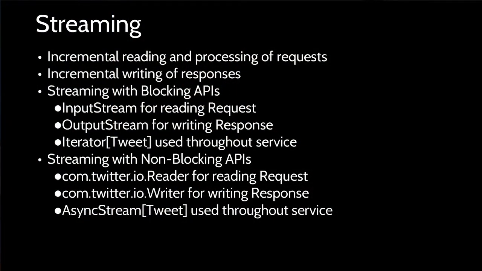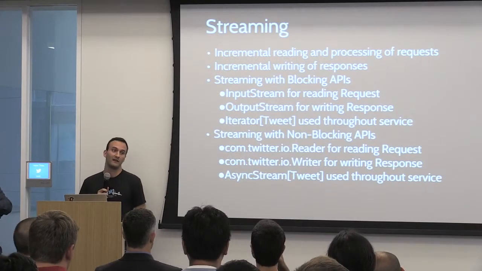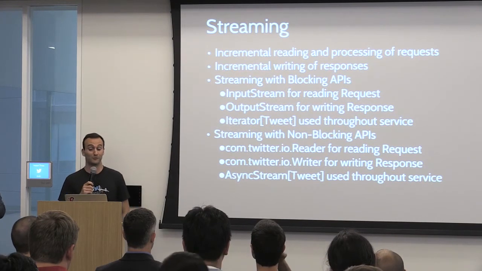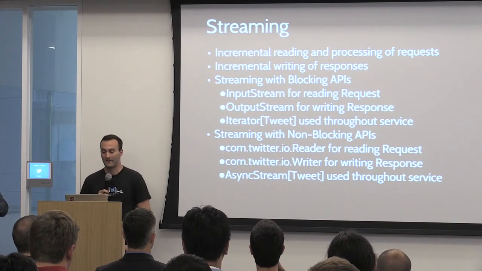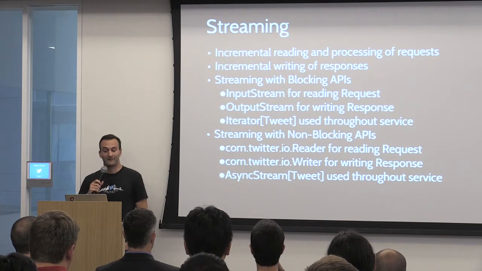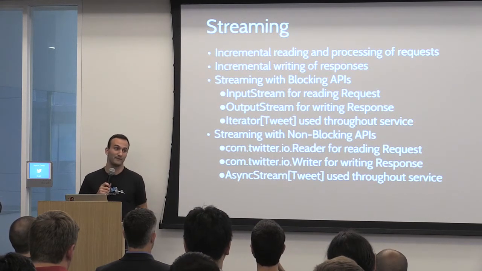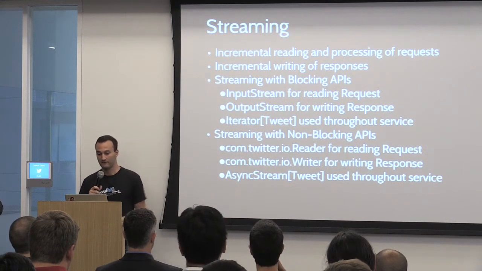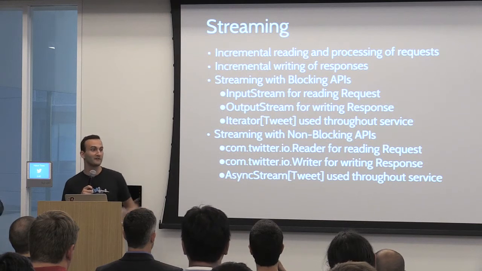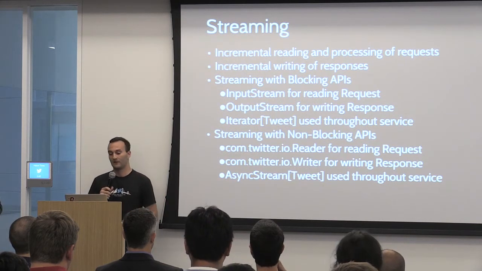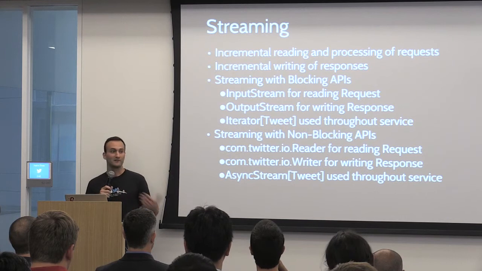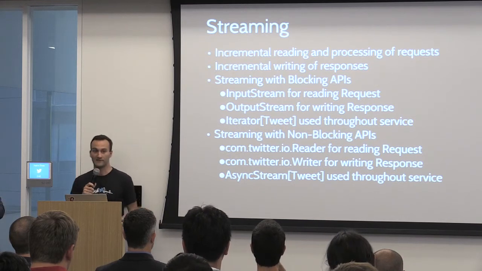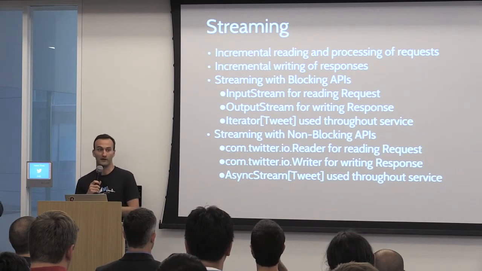So streaming to the rescue. Streaming, essentially, in this case, is going to be the incremental reading and processing of the request, and likewise, the incremental writing of the response. Now, traditionally, if you're using blocking APIs, this is pretty easy. You use an input stream if you're in Java to read your request. You use an output stream to generate your response. And then you probably have something like an iterator that you use throughout your program.